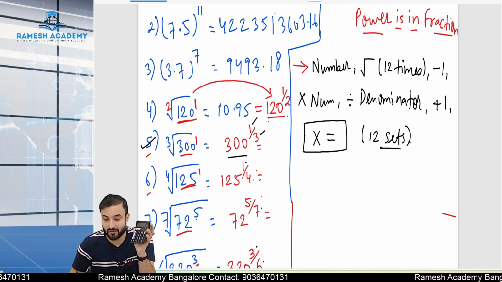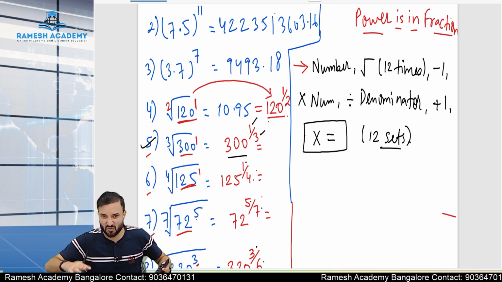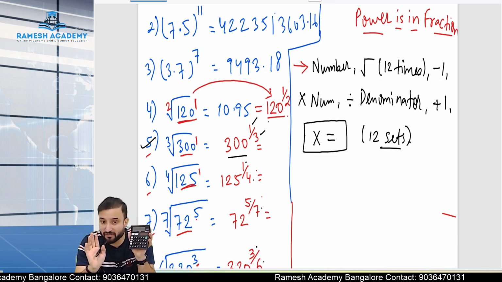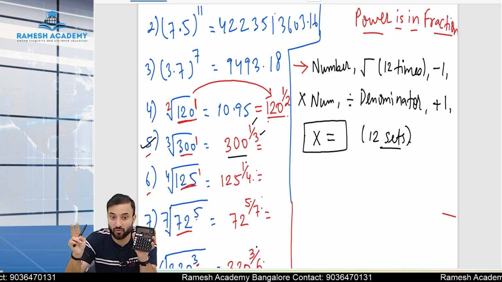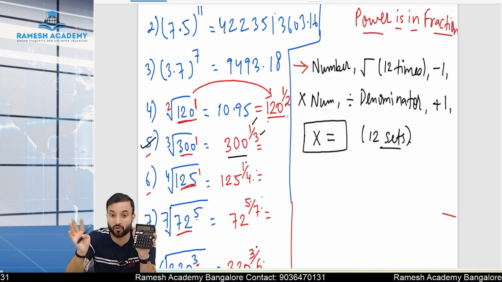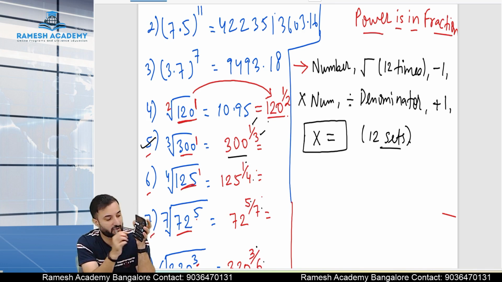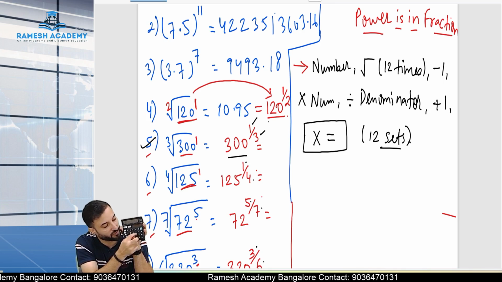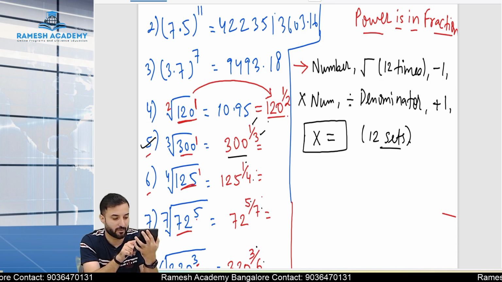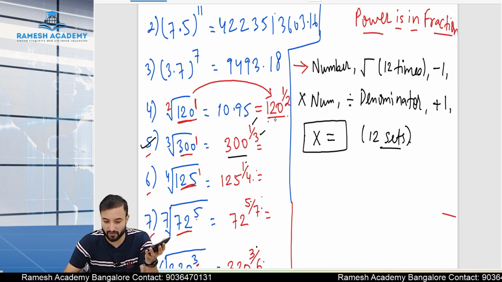12 sets means, those who are going to the gym, don't think of 12 sets there. 12 sets means, guys, see here: multiply equal 1 set, multiply equal 2 sets, multiply equal 3 sets, multiply equal 4 sets, like that. 12 sets means, see this, multiply equal 1 set, 2 set, 3 set, 4 set, 5 set, like that 6, 7, 8, 9, 10, 11, 12. 6.70.